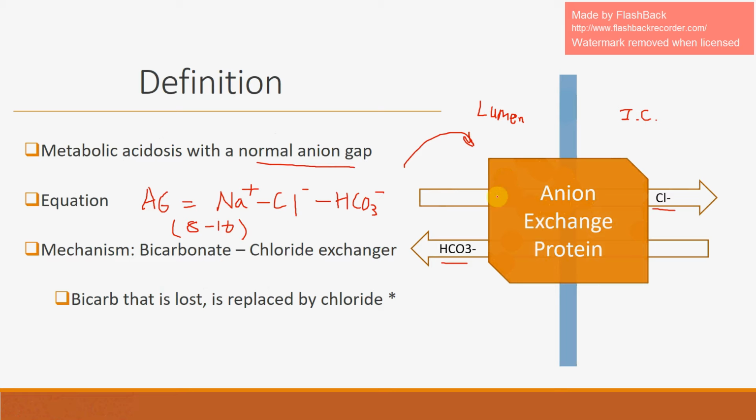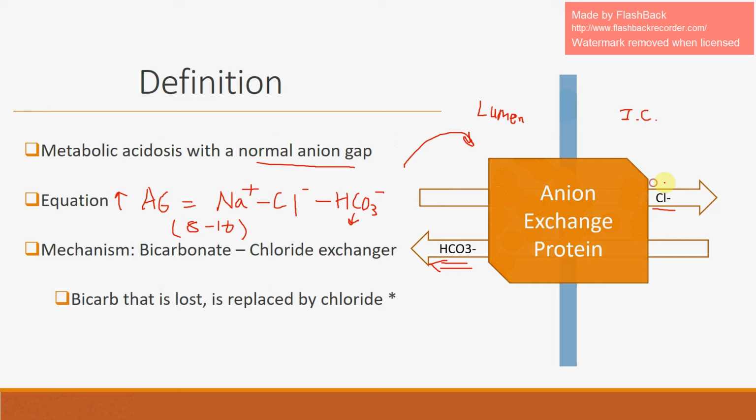Okay, and what happens here? Let's say that under some state, for some reason we're losing a lot of bicarb here, right? Either we're gaining a proton or we're losing a bicarb. We're really going to call it the same thing. So a bicarb is being lost. You would expect that if a bicarb is being lost, this will decrease. That should really increase the anion gap, right?